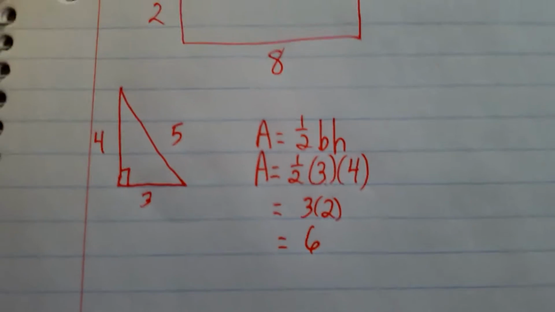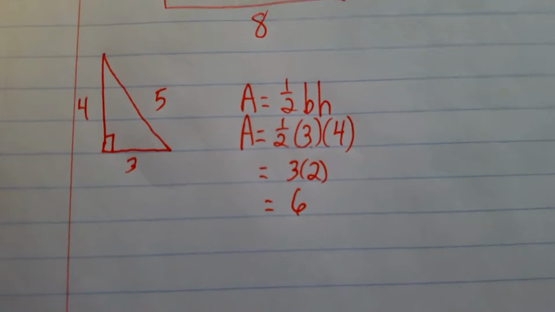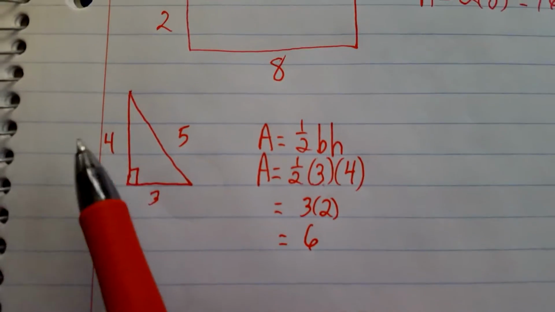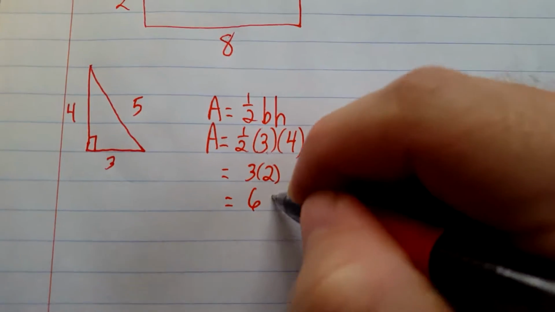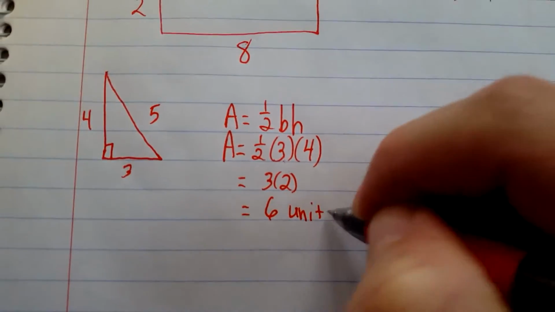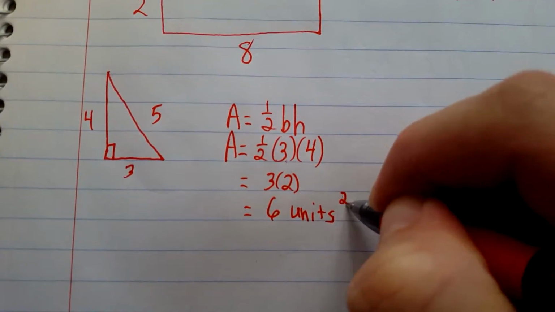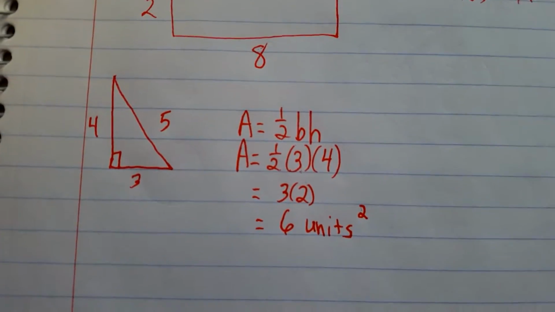Okay, looks pretty good, except for one thing. Units. This triangle came with none. I know I'm finding an area, so what I would do in the end is just write in that this is units squared. And that would be my answer.